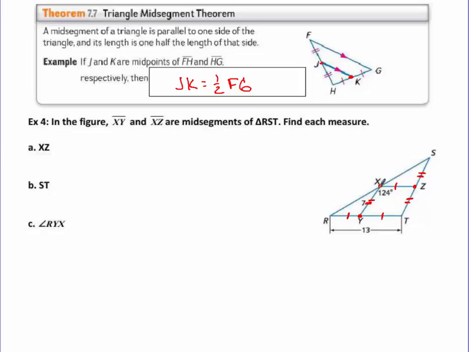Okay, so it says, what's XZ? Well, XZ is from here to here, which is the same as Y to T, which is the same as R to Y. So XZ is 13 divided by 2, which is 6.5. ST, from S to T, is this entire distance here, which is twice as long as this mid-segment, which is 7. Because this is 7 and this is 7, ST is 14. And angle RYX, if you remember our rules about parallel lines, two parallel lines cut by a transversal have congruent alternate interior angles. So angle RYX is also 124 degrees.